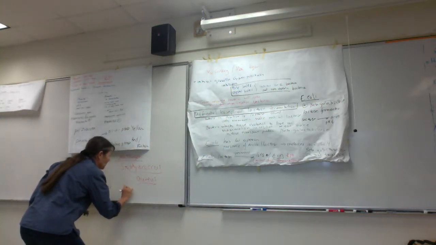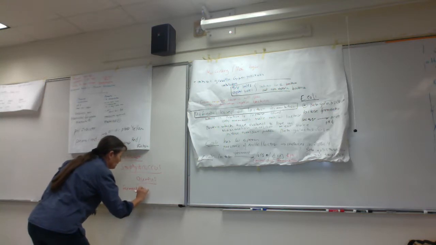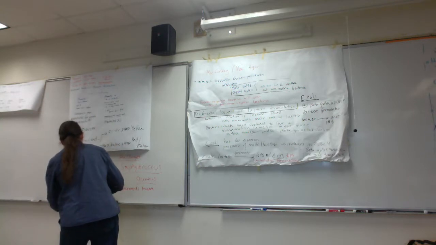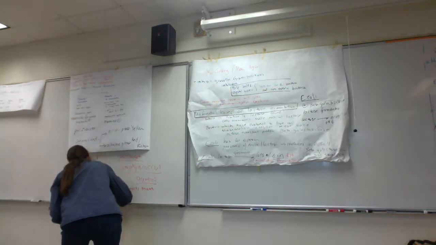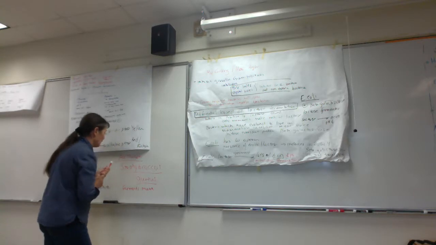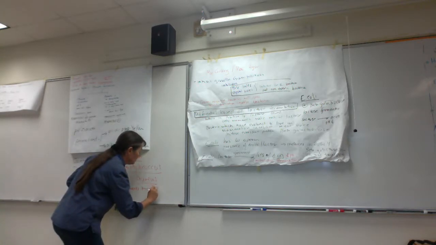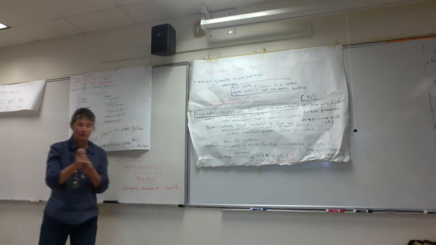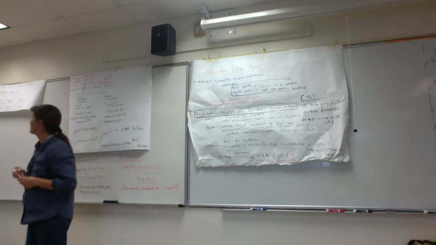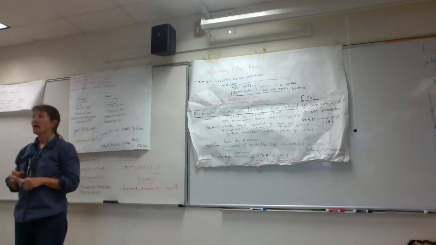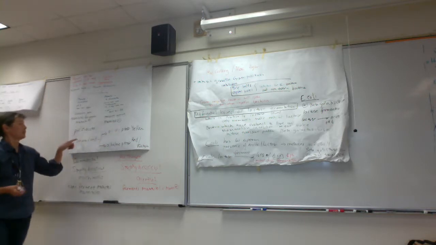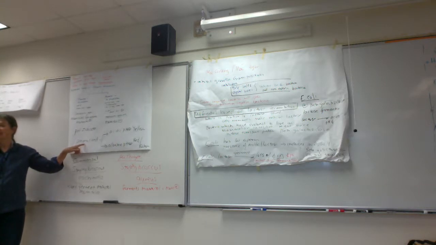Staph aureus ferments mannitol, so we call it mannitol positive. Did I spell mannitol right? No, I didn't. Two N's, sorry you guys, I misspelled mannitol. So Staph aureus ferments mannitol, so we call it M-A-N-N positive, right? So when it ferments the mannitol, what will be produced? Acids, right? What will happen to the pH when the acids are produced? It's going to go down, okay?